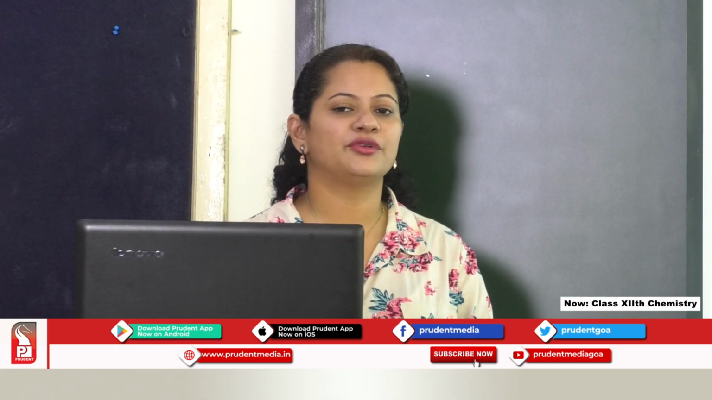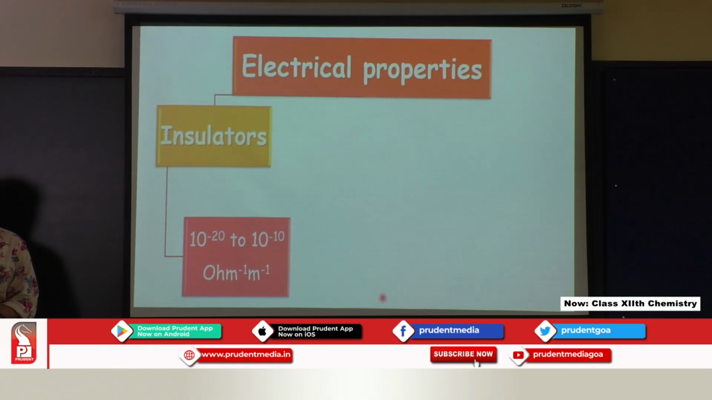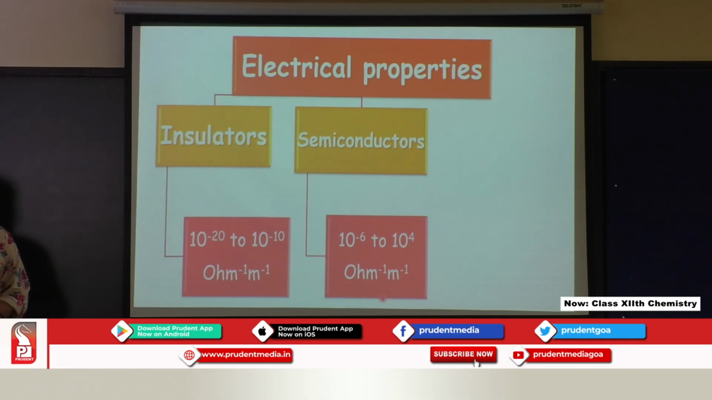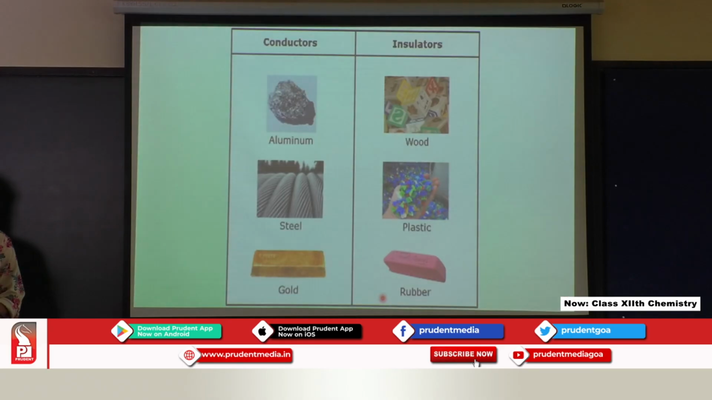Solids can be classified into three main categories depending upon their electrical conductivity. We have insulators, which show very low conductivity in the range of 10 raised to negative 20 to 10 raised to negative 10 ohm inverse meter inverse. The next in this category is semiconductors, which show conductivity in the range of 10 raised to negative 4 to 10 raised to 4 ohm inverse meter inverse, and lastly conductors, which have very high conductivity in the range of 10 raised to 4 to 10 raised to 7 ohm inverse meter inverse. These are examples of conductors and insulators.